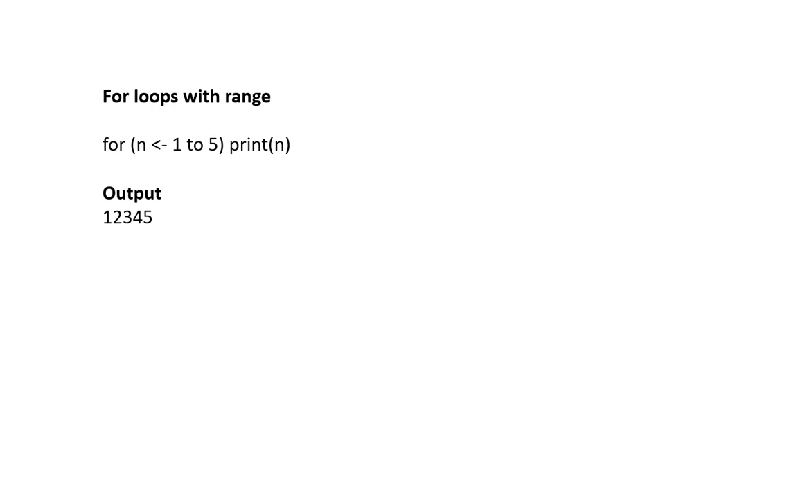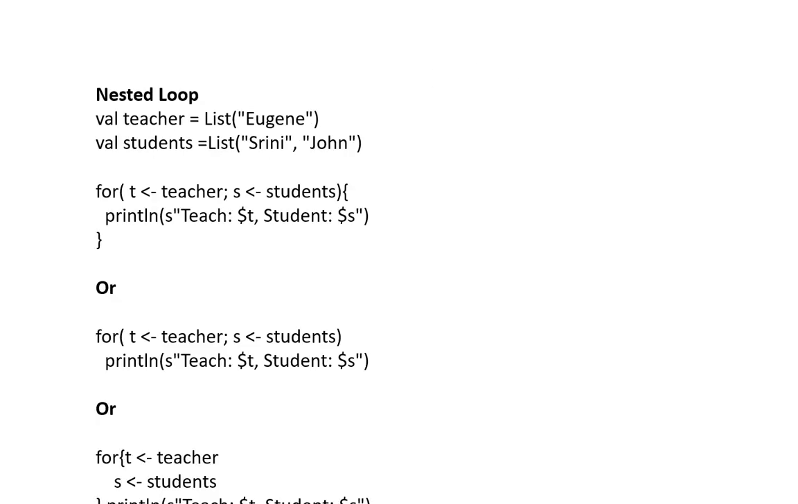Pretty straightforward. The next one we have is nested for loops. Nested is basically like two generators. Let me show you here. For example, imagine a classroom with a teacher who is teaching multiple classes, with different students in each class. So in the simple version, we have one teacher, and the students are Srini and John. We want to print out all the teachers and their respective students.